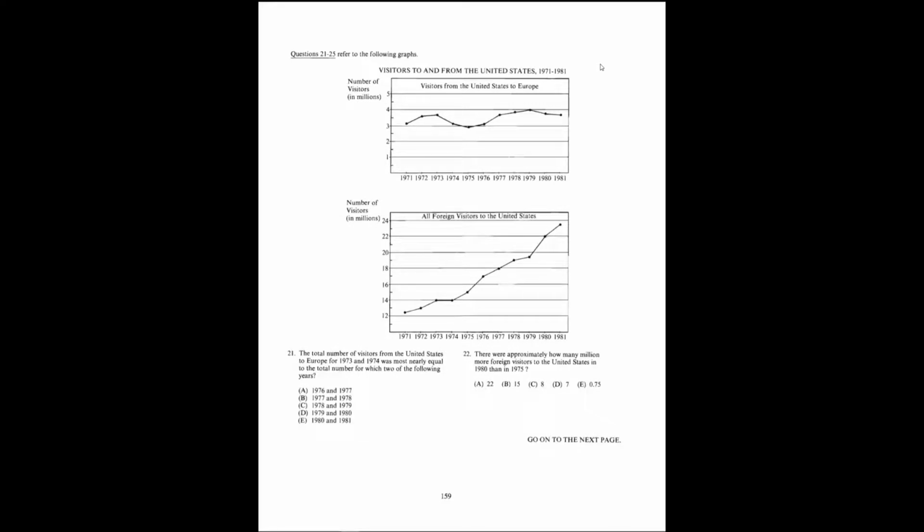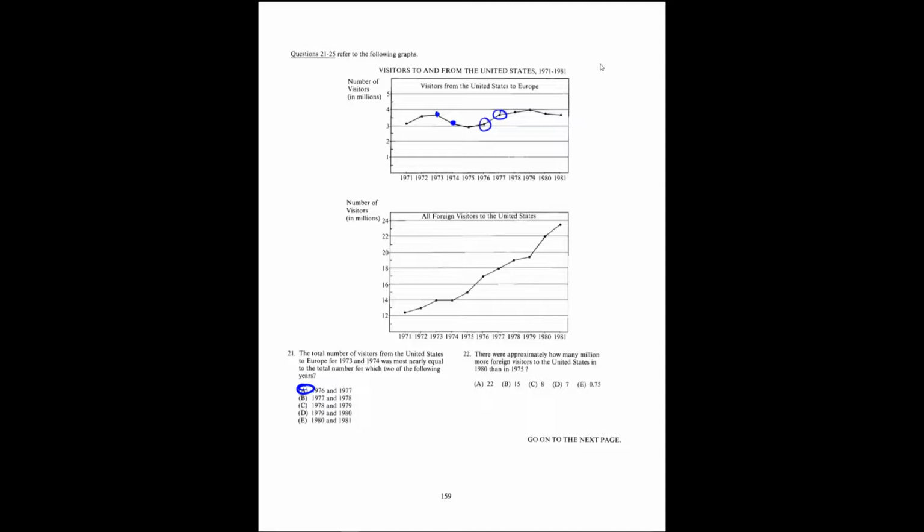Now we're looking at data analysis questions. 21. The total number of visitors from the U.S. to Europe for 1973 and 1974 was most nearly equal to the total number for which of the following two years? So 73, and it's the visitors from the U.S. to Europe. So we're looking at 73 here and 74. And they want a total number that matches those two. I would just look for points that look like they're at about the same values as these two. And it looks like here and here, these are good options because this is about equal to this and this is about equal to that. And so that looks like 76 and 77. And so the answer is A.